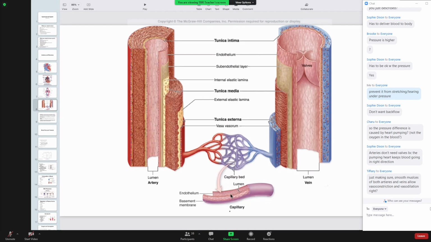And then your question: do smooth muscles in both the arteries and the veins allow for vasoconstriction and vasodilation, right? Yes, but as you can see, there is a lot more muscle in the arterial system, and so you can cause a lot more vasodilation and a lot more vasoconstriction. The constriction is what really keeps blood moving in one direction or another.